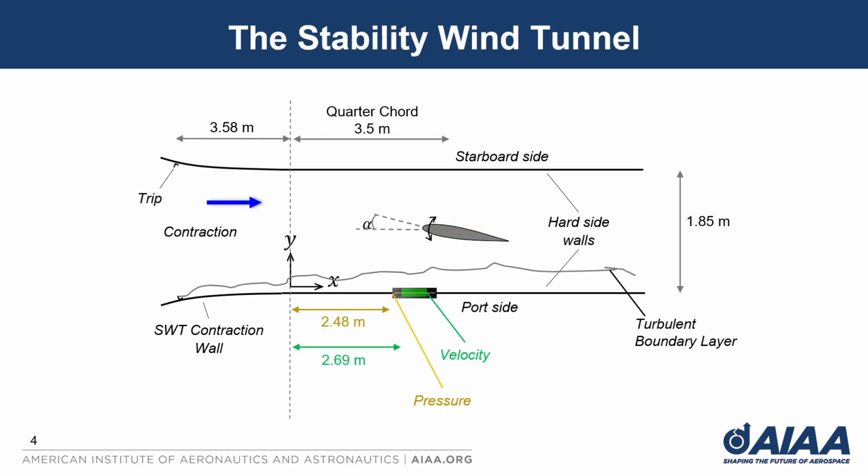The two hard walls are shown on either side using black solid lines. The boundary layer was tripped over the port side of the wall using a trip strip, which was mounted about 3.5 meters upstream of the global origin. Velocity measurements were taken at about 2.7 meters from the origin in the downstream direction. A NACA 0012 was mounted in the middle of the test section, and the change in its angle of attack caused the pressure gradients on the port wall to vary.